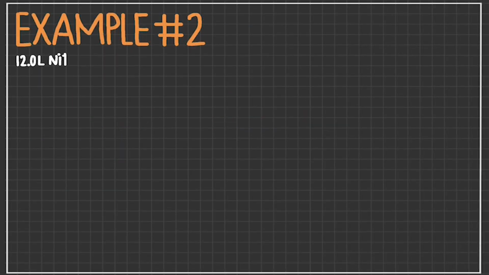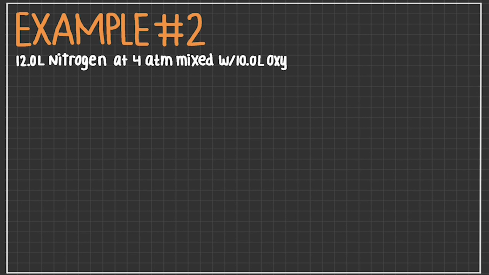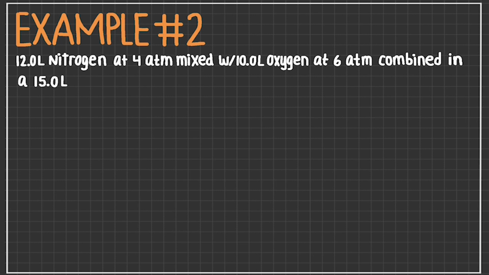Let's try another example. We can also use known pressures and volumes to find the partial pressures of two gases after mixing them. Let's say we have 12.0 liters of nitrogen gas at 4 atm and it is mixed with 10.0 liters of oxygen gas at 6 atm, and these are combined in a 15.0 liter container. Both containers are at 273 Kelvin. Find their partial pressures and the total pressure of the new container.